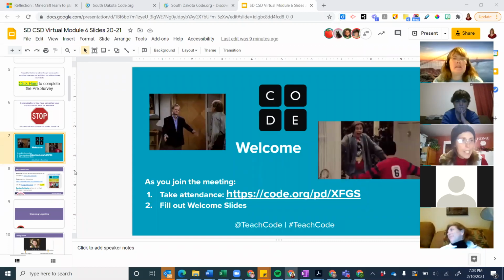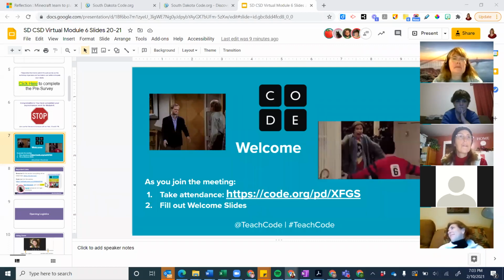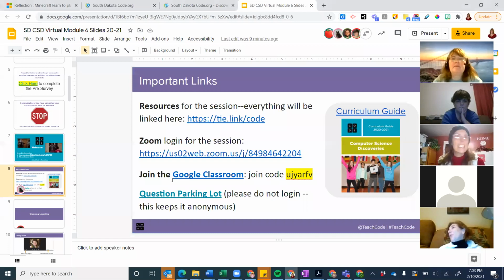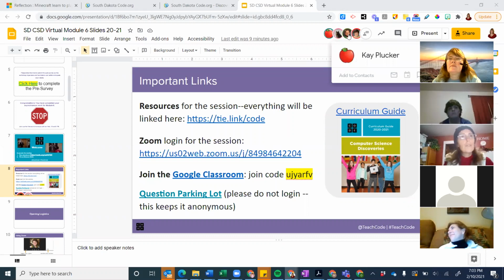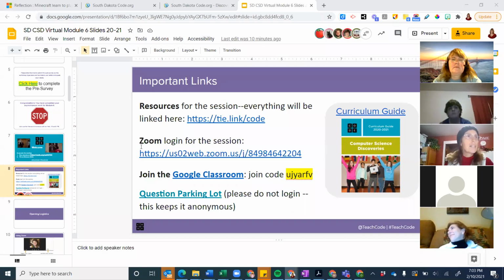Looking at slide 8. I'm assuming you guys are either taking attendance or have done that. Slide 8 is kind of a review, in the sense that it's the resources page: our Zoom link, our Google Classroom codes, and our parking lot. I know I checked the parking lot earlier and it was kind of glitchy.